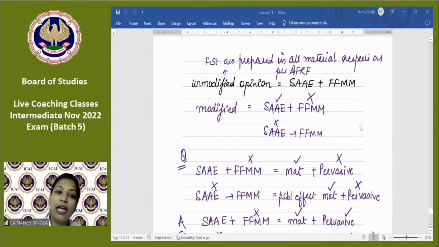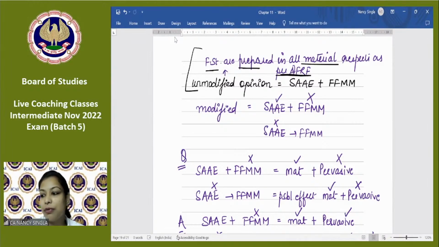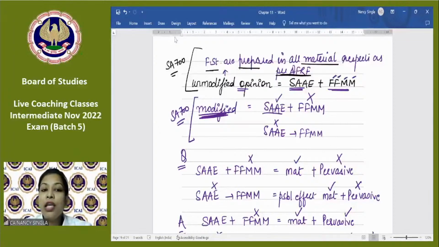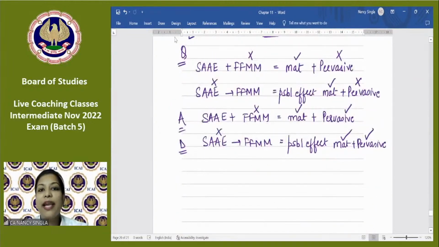So when does an auditor give an unmodified opinion? When he concludes that financial statements are prepared in all material respects as per the applicable financial reporting framework. This is given in SA 700. And if he concludes that sufficient appropriate audit evidence has been obtained that the financial statements are free from material misstatement. Now this is also given in SA 700, that the auditor will need to give a modified opinion if he obtains sufficient appropriate audit evidence that financial statements are not free from material misstatement, or he is unable to obtain sufficient appropriate audit evidence that the financial statements are free from material misstatement. And in the last session, we have seen that qualified, adverse, and disclaimer are the three types of modified opinion.